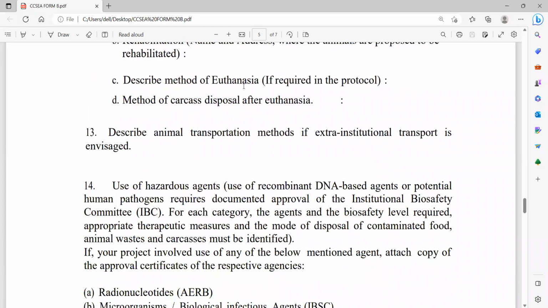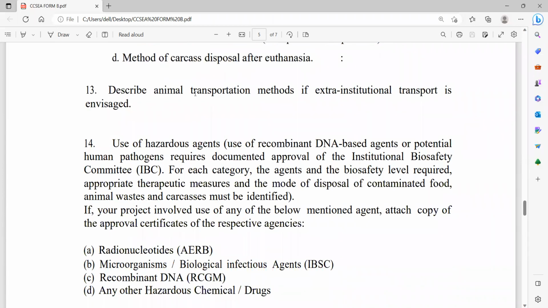Then, if you are using euthanasia, if required in your protocol, if it is not required, then you can go with the anesthesia. If you are using euthanasia, then you know there are different methods of euthanasia. You explain by which methods you are going to perform this euthanasia. Then the method of carcass disposal after euthanasia, that you have to explain.